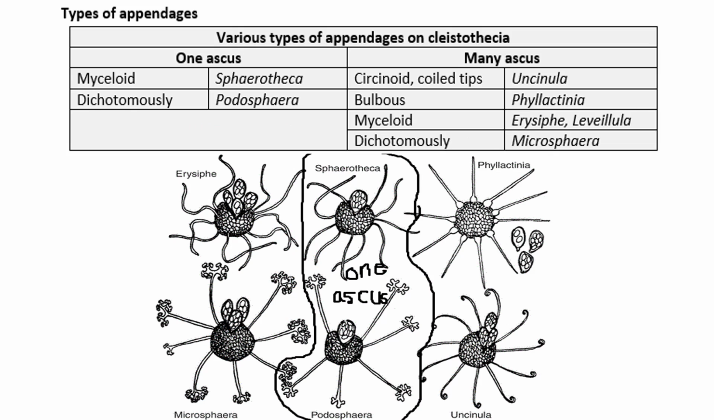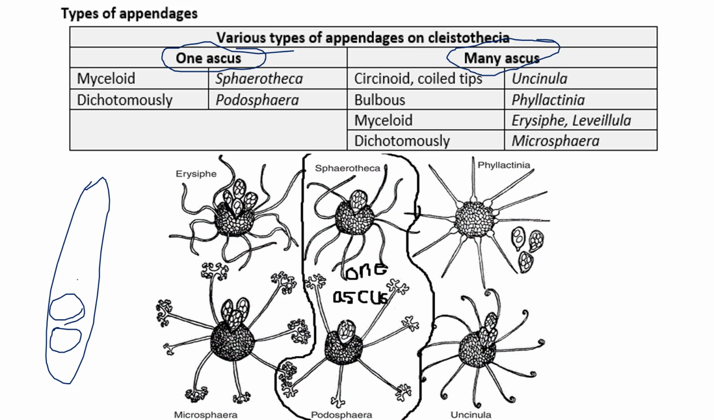And regarding the types of appendages, right? See here, I have divided them into two: one ascus containing and many ascus. Hope you know what is ascus and what is ascospore. Ascus is a sac-like structure, or you can remember it as a bag-like structure, not a big deal. Eight ascospores are packed inside. So ascospores which are present inside a sac-like structure, this overall structure is called ascus. So based on the number of ascus, one ascus or many ascus, we have divided them.